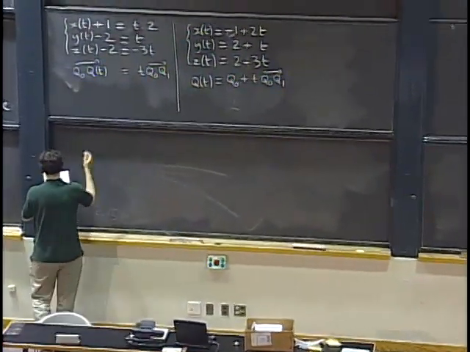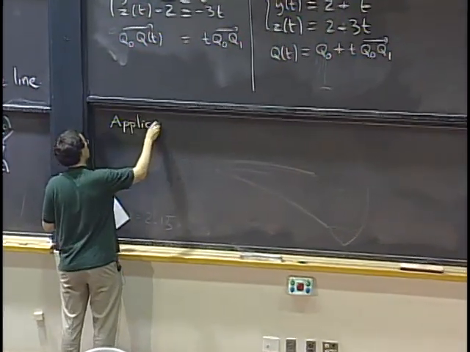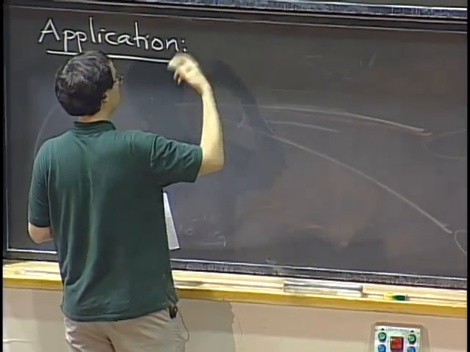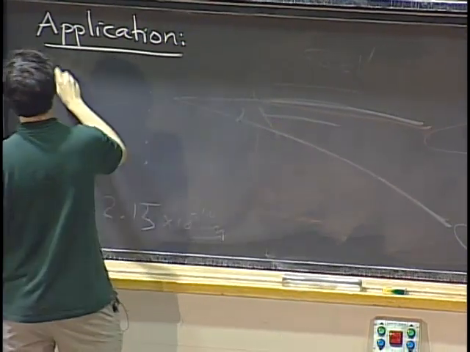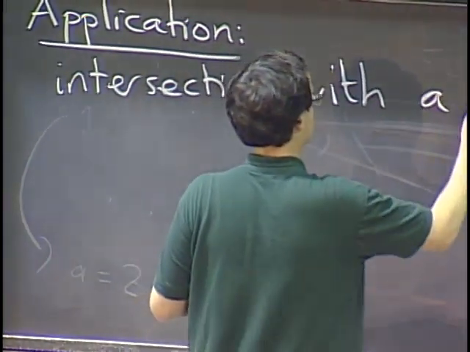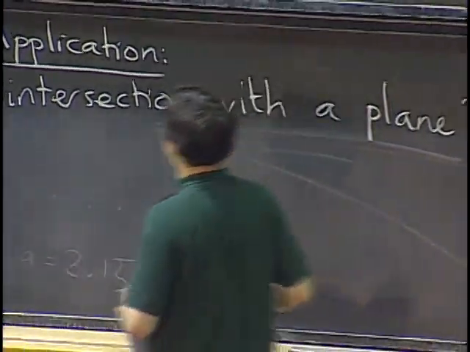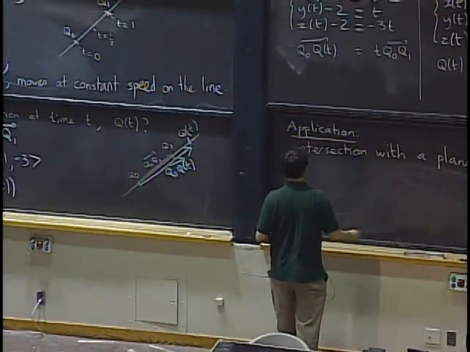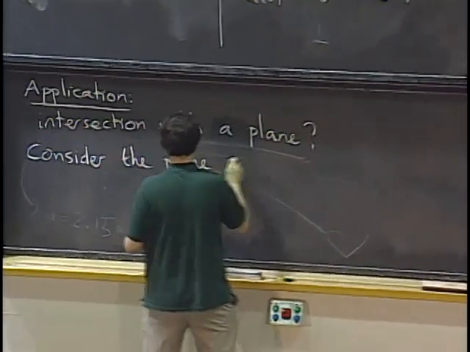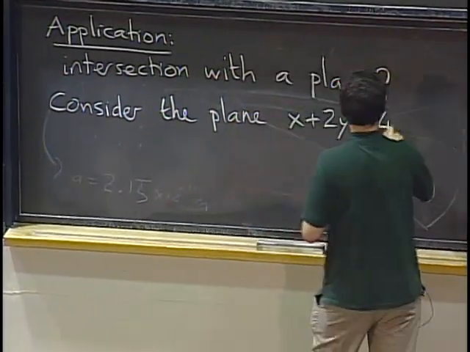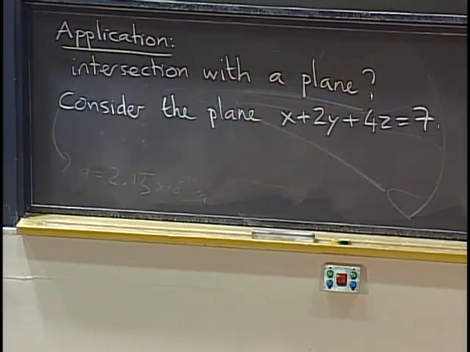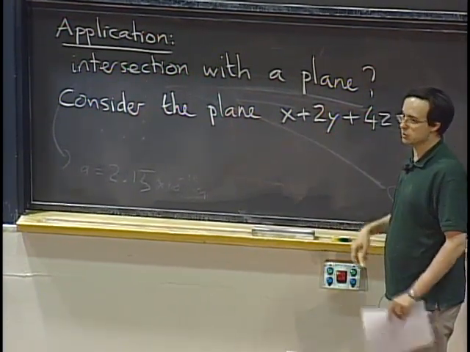So one application is to think about the relative position of a line and a plane with respect to each other. So let's say that we take still the same line up there, and let's consider the plane with equation x plus 2y plus 4z equals 7. So I'm giving you this plane. And the questions that we're going to ask ourselves are, does the line intersect the plane, and where does it intersect the plane?